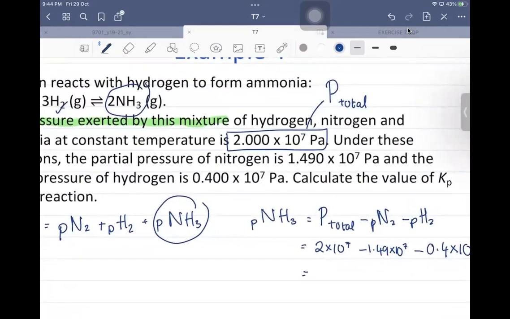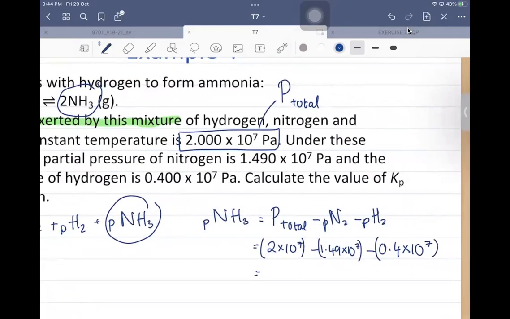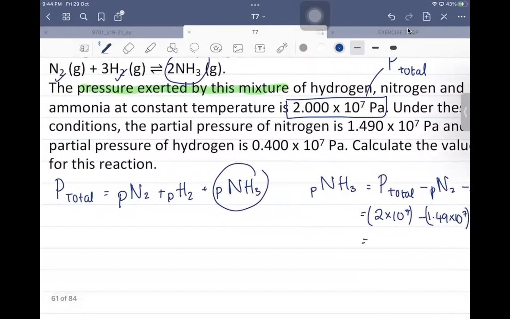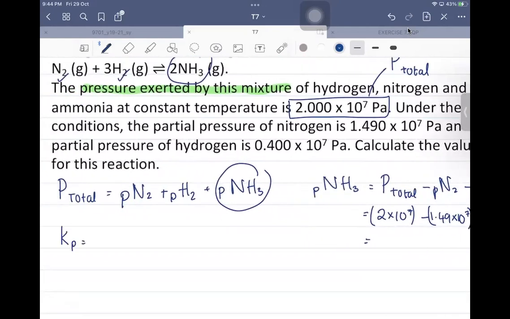Okay, so you work it out, and be careful because when you put in the numbers in your calculator, you need to put them in brackets. So I want you to work out the partial pressure of ammonia. I will help you set up the Kp expression. Kp is equal to the partial pressure of the product, which is NH3, raised to the power of 2, over the partial pressure of your reactants, which is nitrogen, raised to the power of 1, times the partial pressure of hydrogen, which is to the power of 3.